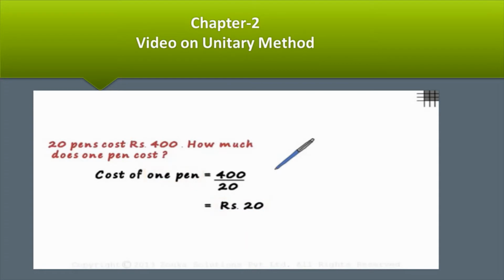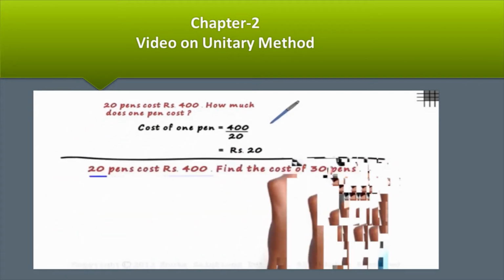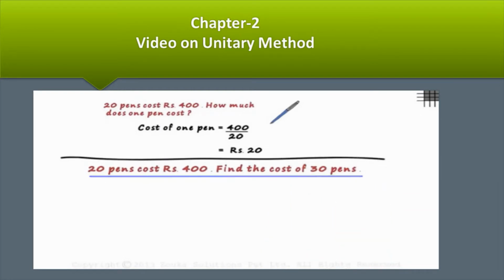So this problem was very simple. If we are given the total cost of many items, we divide the total cost by the number of items to find the cost of 1 item. Here's the next problem. 20 pens cost 400 rupees. Find the cost of 30 such pens.